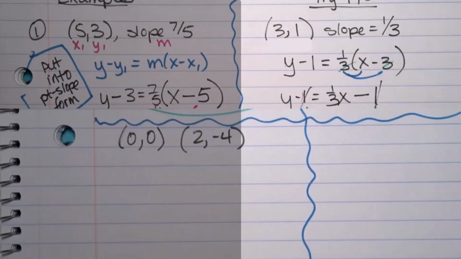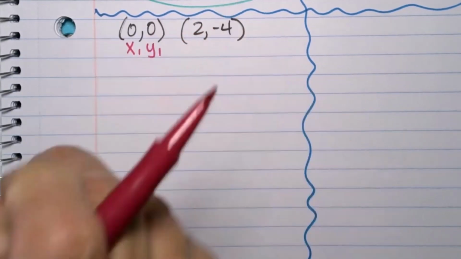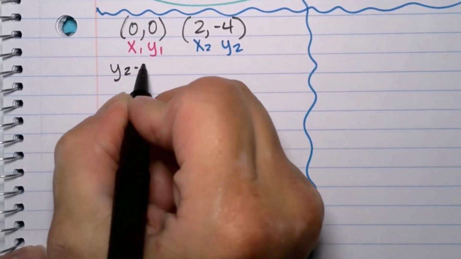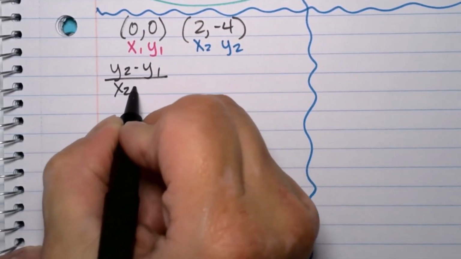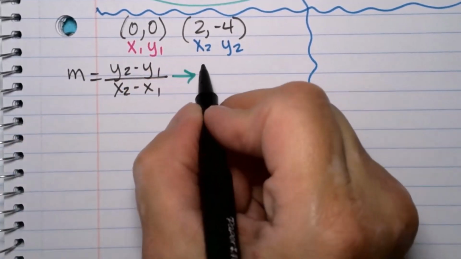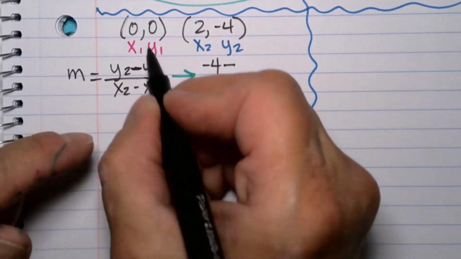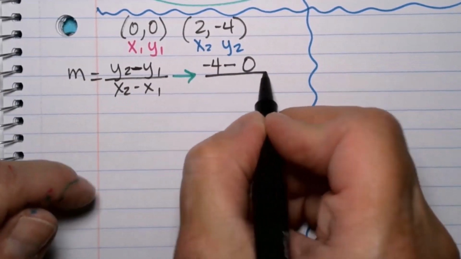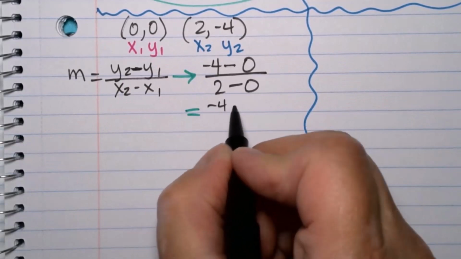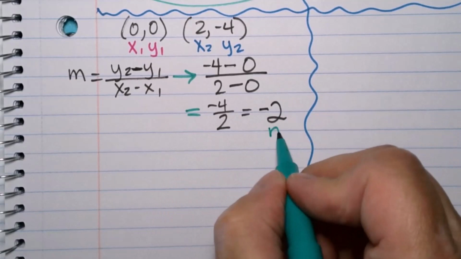All right, now for this example, I'm giving you 2 points. And so instead of giving you the slope, we have to figure out what the slope is. The formula for slope is y2 minus y1 over x2 minus x1. That's the slope. The abbreviation is m. When we plug in the points, we have negative 4 minus 0 over 2 minus 0. And that's going to work out to be negative 4 over 2. And when you do negative 4 divided by 2, that is negative 2.